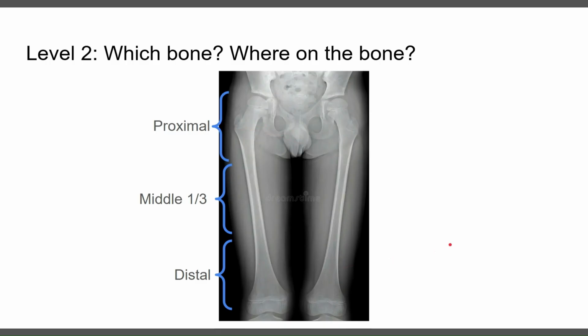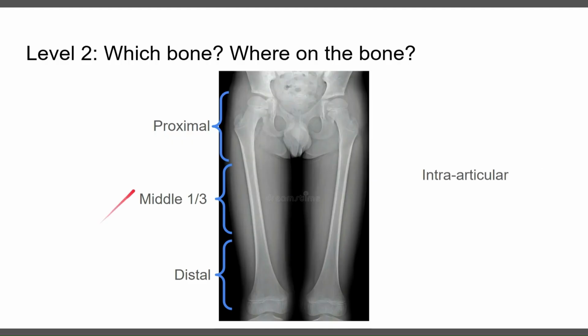So, for example, if you'd read this X-ray, you'd say this is an AP of a skeletally immature patient showing bilateral femurs. If there's a fracture here in the proximal third, you would just call it a proximal femur fracture. If there were a fracture down here, you would call it a distal femur fracture. And if there was a fracture here, you would call it a middle third femur fracture. You could also call it a mid-shaft femur fracture.